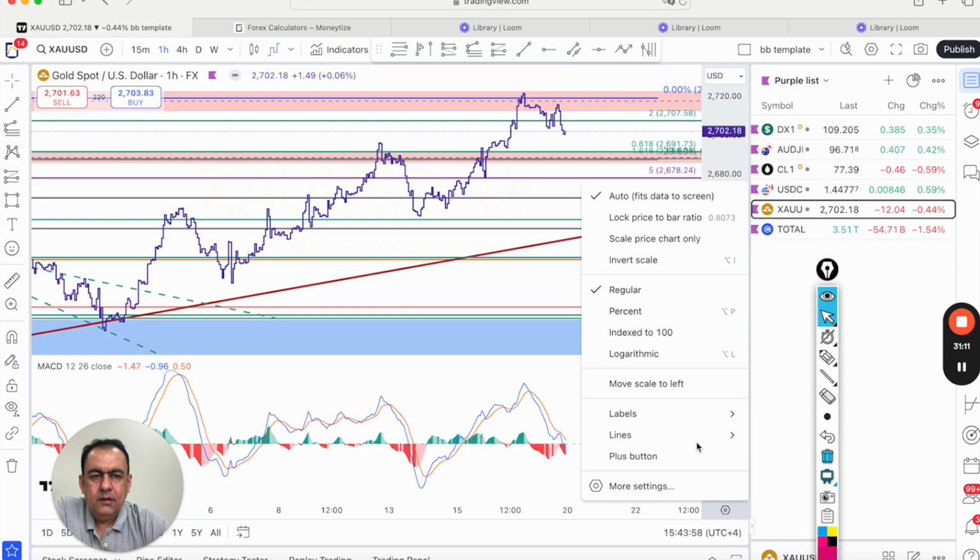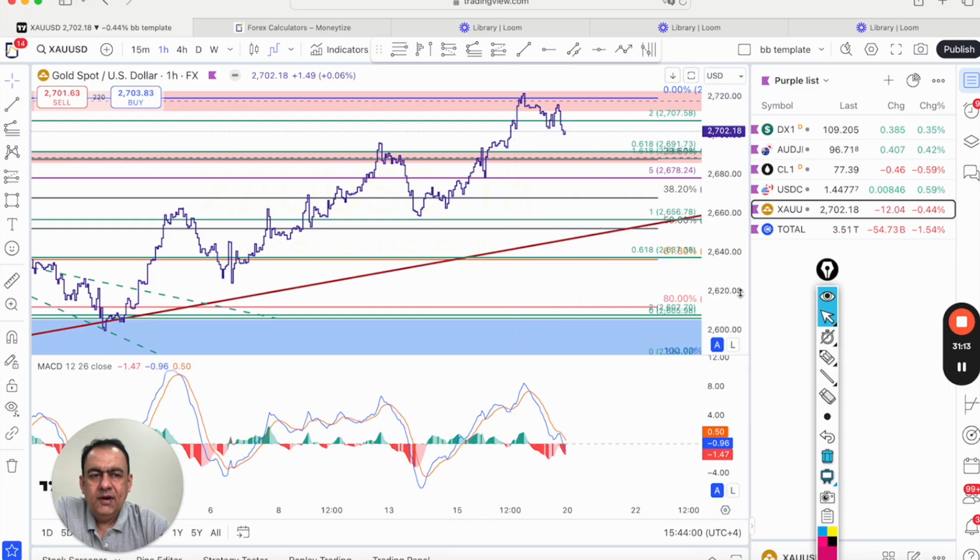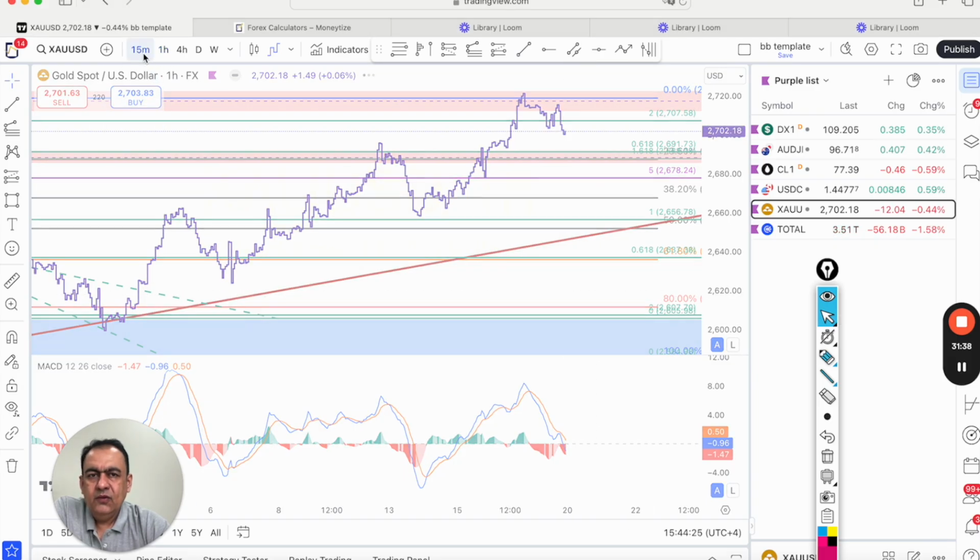Now, as I've told, when it reached around 2720, gold found resistance, and now there is no bearish divergence on the lower time frame. I can see the price has started correcting, and it may correct towards 2691, 2670, and then resume the bullish trend. MACD histogram and MACD lines, they are bearish at the moment. And now moving to 15 minutes.